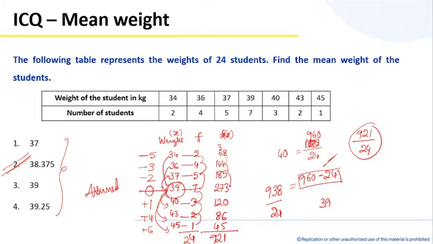So 34 is 5 units away. How many such observations? 2 such observations. 2 into minus 5, minus 10. 4 into minus 3, minus 12. 5 into minus 2, minus 10. 7 into 0, 0. 3 into 1, 3. And 2 into 4, 8. 1 into 6, which is 6.